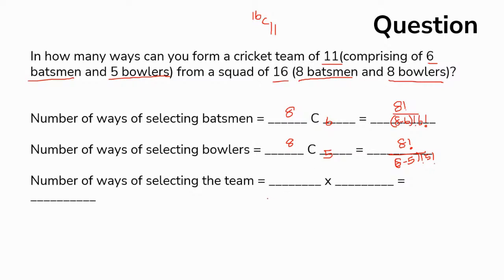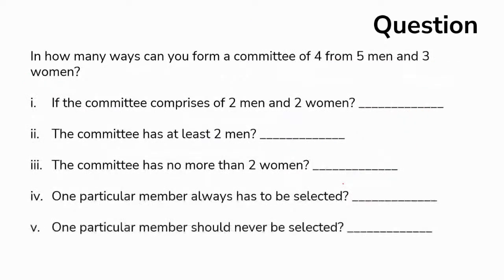And to form a team, you obviously need batsmen and bowlers. So there are 8C6 ways I can select batsmen, and 8C5 ways I can select the bowlers. So between them, we multiply the values, and based on that we answer it. That is how you will get the answer for this one, guys. Hope you guys are getting this. And moving on to the next one. Try to answer this one fast. This is quite an easy problem. Once you understand it, you can easily answer this one.